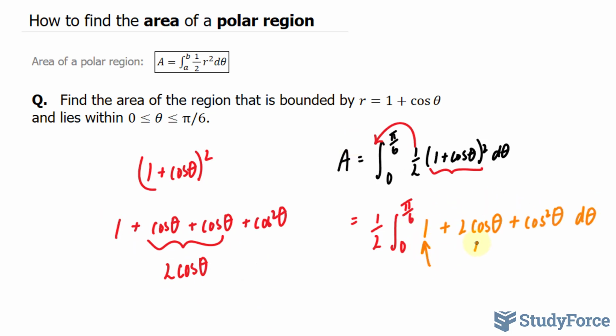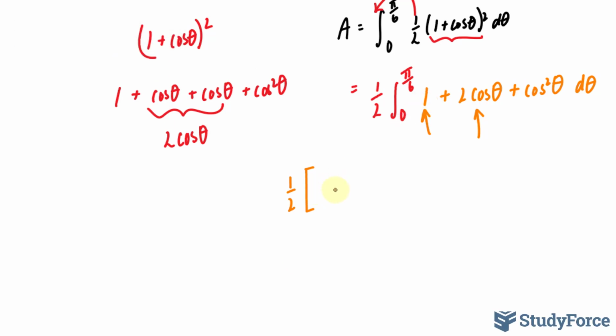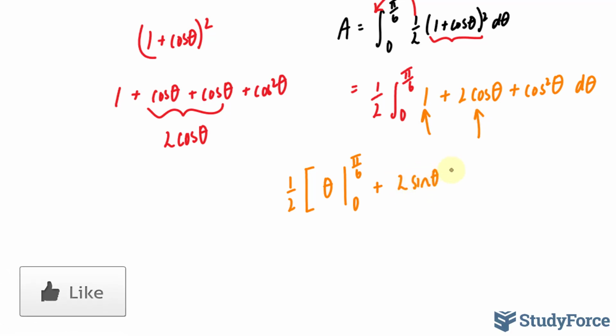This term and this term are easy to integrate. In fact, I'll integrate them first. I have 1 over 2. I'll introduce square brackets where I have the integral of 1 is theta, and I'll find out what that is equal to when I evaluate it at pi over 6 and 0. The integral of 2 cosine is also easy to integrate. I'll write down plus the integral of 2 cosine is 2 times sine theta, and I'll also evaluate that at pi over 6 and 0.